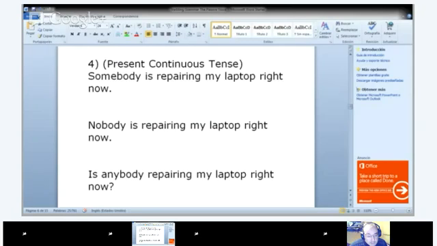My laptop is not being repaired by anybody. Yeah, and usually in English we eliminate by anybody. So my laptop is not being repaired. Do we have some other ideas? How about the question?